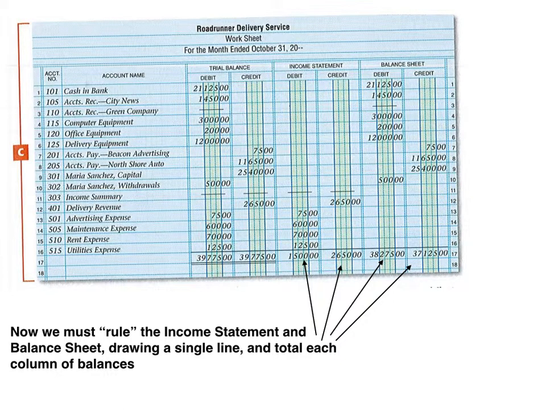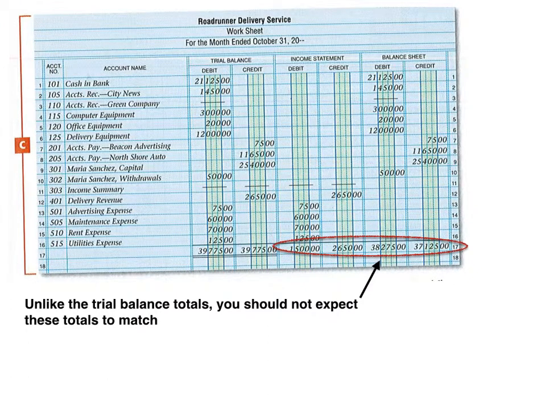Now, just as we ruled our trial balance, we are going to rule our income statement and balance sheet by drawing a single line, and then we will total each of the columns of balances. Unlike the trial balance totals, though, at this point you should not expect these totals to match. That's okay.